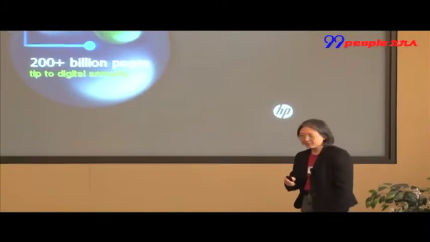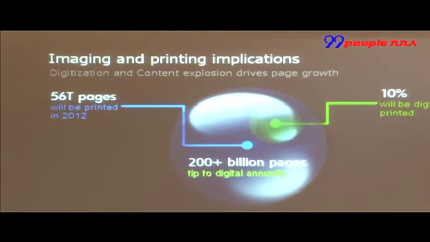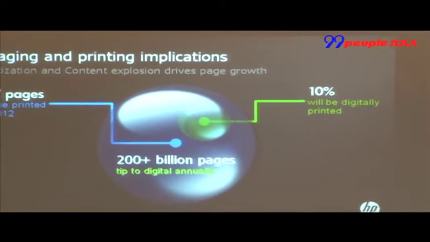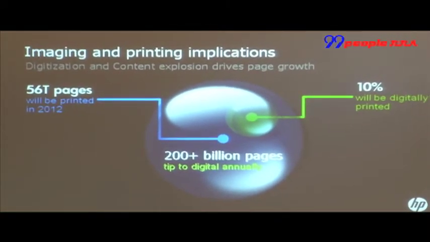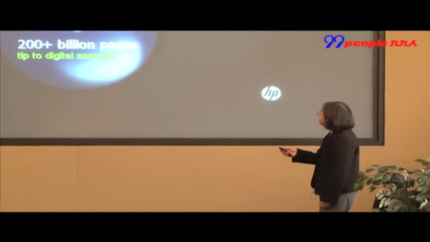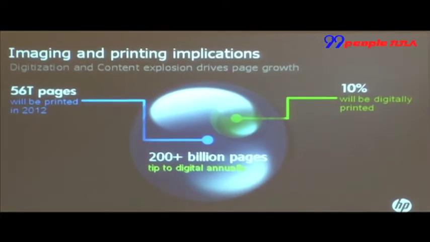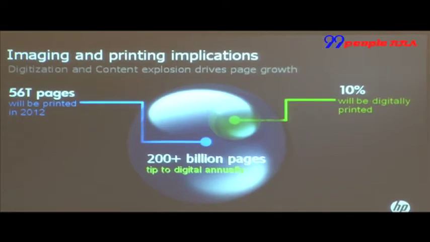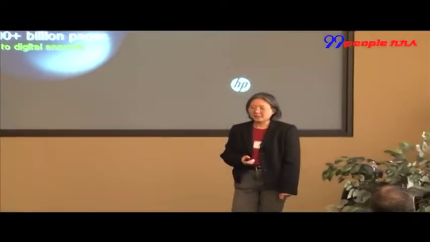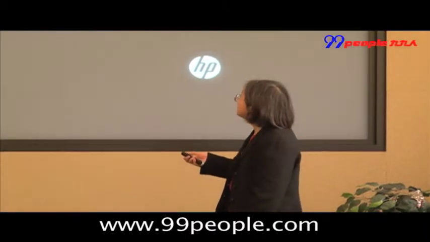As you know, HP is one of the largest companies in the world in printing. If we look at imaging and the printing implications, there's a lot of digitization and content growth that's going to drive page growth. Today, 56 trillion pages will be printed in 2012, and 10% currently is printed digitally. But the trend is definitely toward digitally printed pages. 20+ billion pages are shifting to digital.